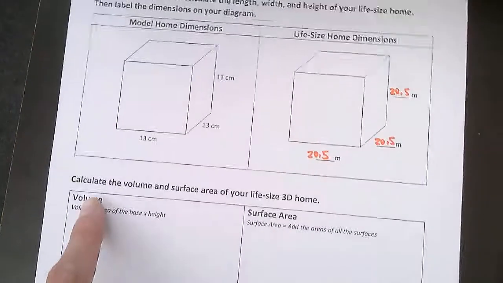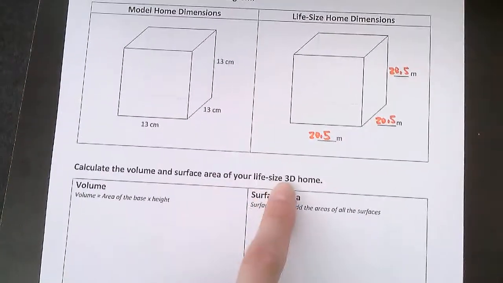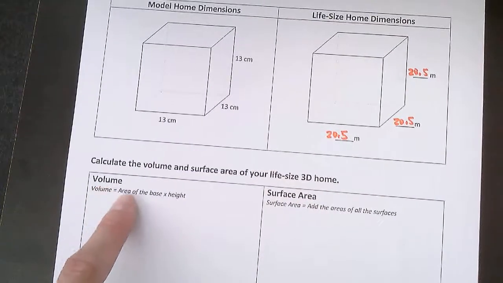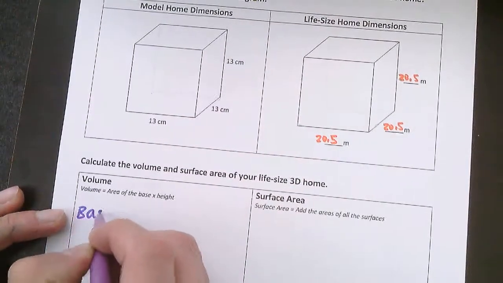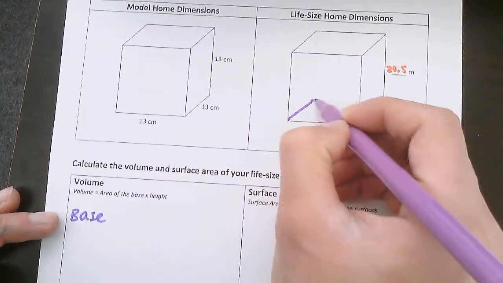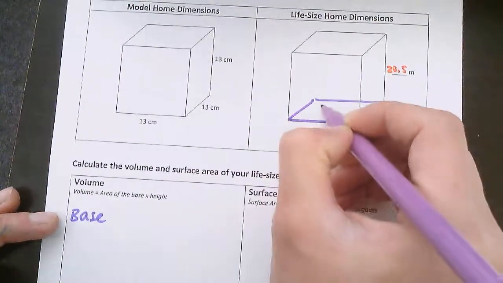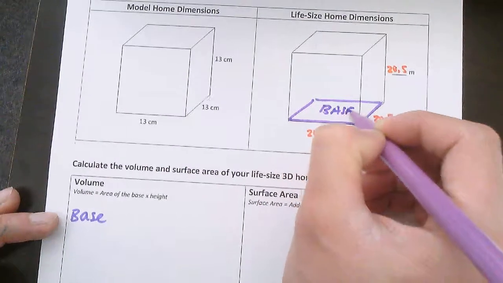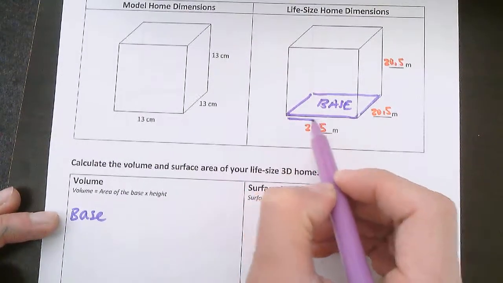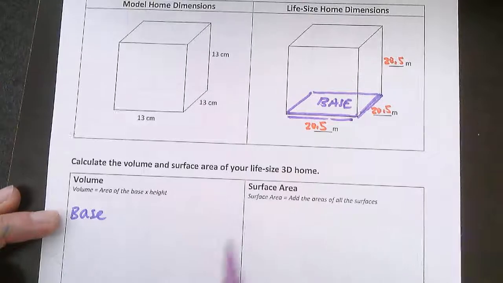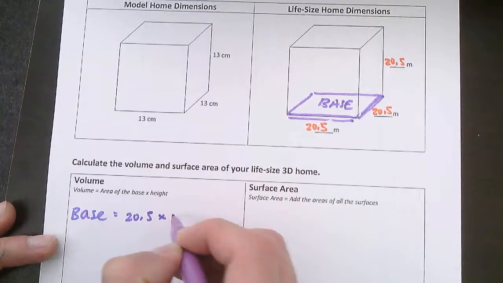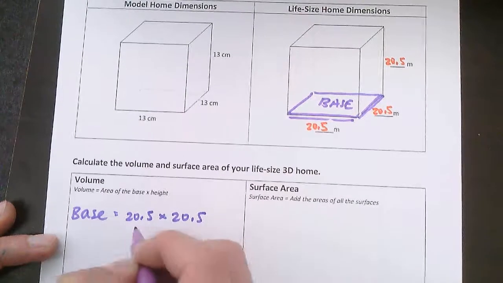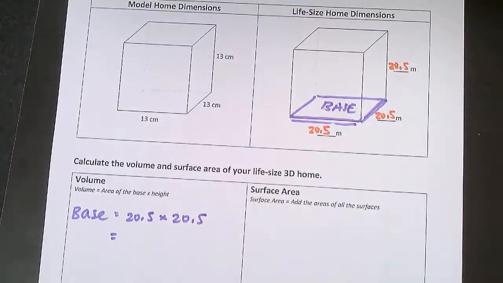The next part is to calculate the volume and surface area of this 3D home. And remember that the volume is the area of the base times the height. So let's do the area of the base first. The area of the base is all of this bottom part right here. Right, this is my base. And so to find the area of the base, I can multiply this side times this side. So my area of the base is 20.5 times 20.5. I can use my calculator for that.